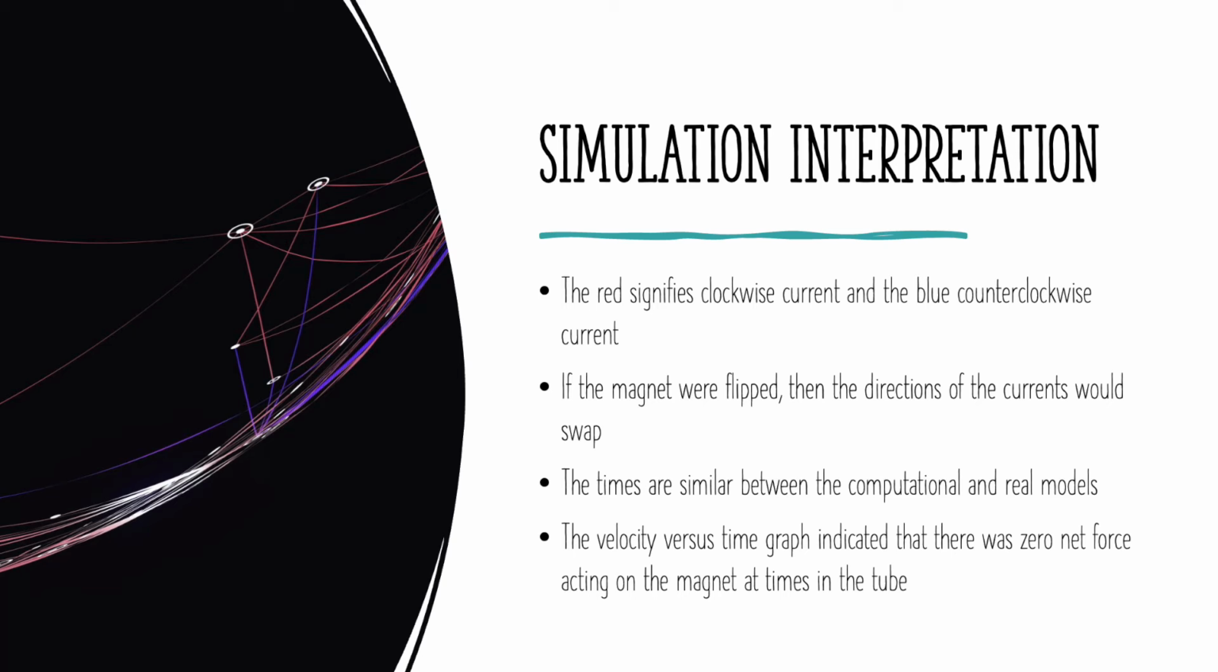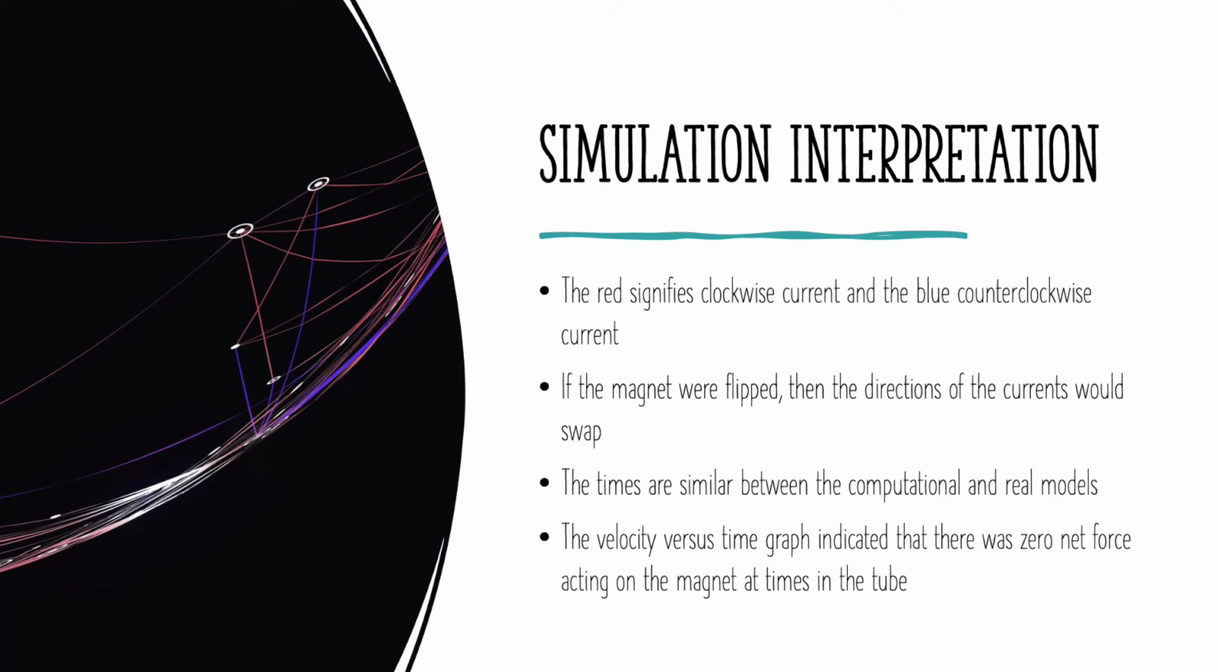The simulation gives us a lot of information about the dynamics of the system. First, the red and blue disc moving along the tube indicate the current moving in 2 different directions as the magnet moves down the tube. We see that the red signifies a clockwise current and the blue a counterclockwise current as viewed from the top of the tube. If we were to flip the direction of the magnets, then the currents would be flipped as well, leading to the blue being on the bottom and the red at the top.